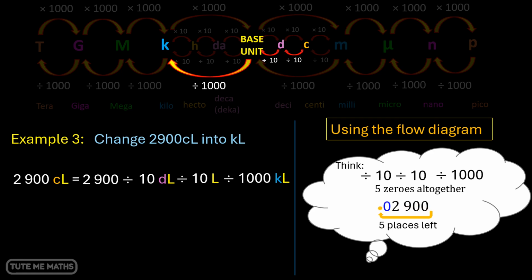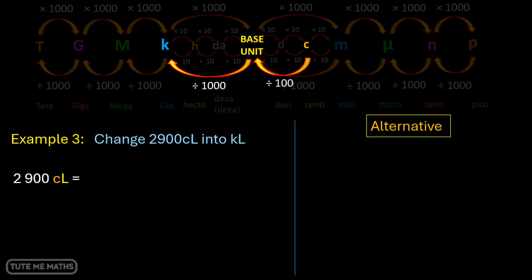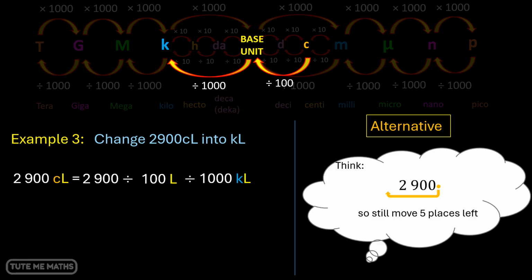Alternatively, combining the factors for centi and deci, or knowing that centi means 100th, we could have divided by 100 first to get to litres and then 1000 to get to kilolitres. It's still 5 places to move the decimal point.